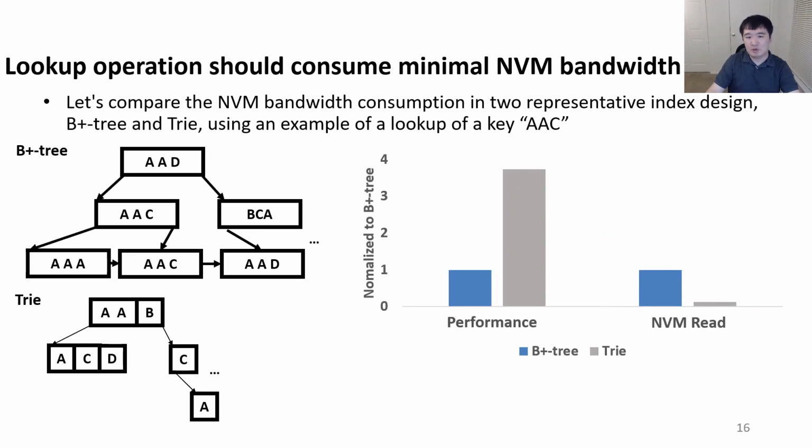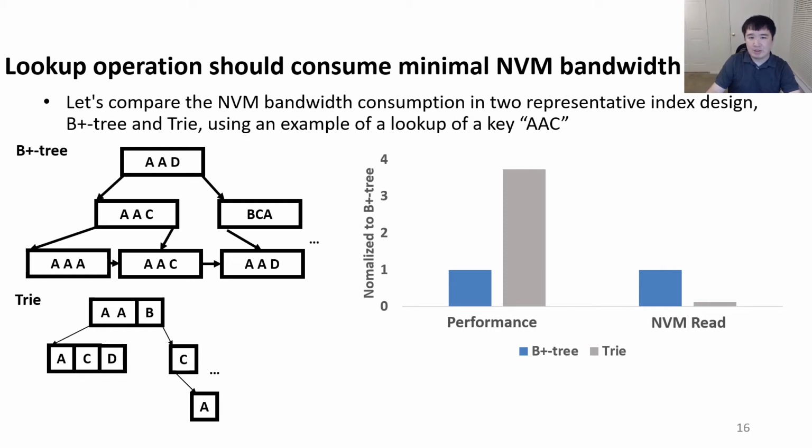Now, let's move on to another guideline. Let me explain how the lookup operation consumes minimal NVM bandwidth. Let's first compare the NVM bandwidth consumption in two representative index designs, B+-tree and trie, using an example of a lookup operation of a key AAC.